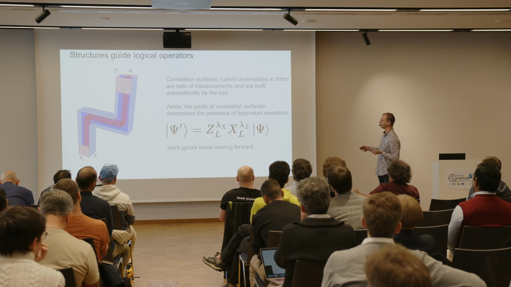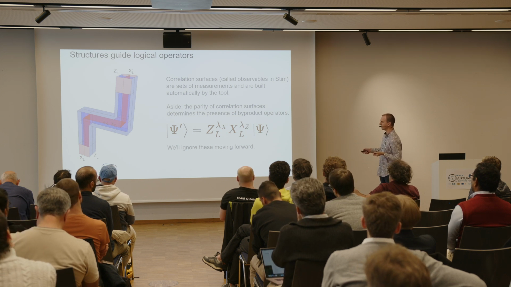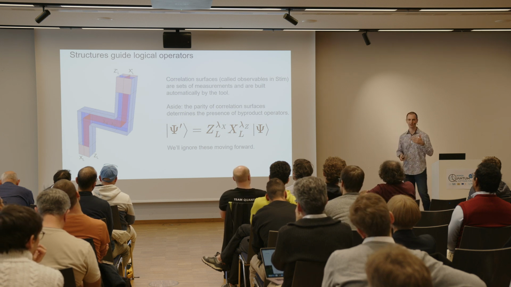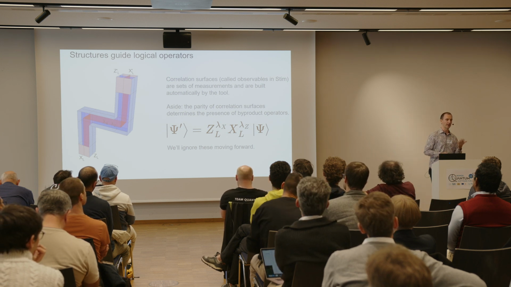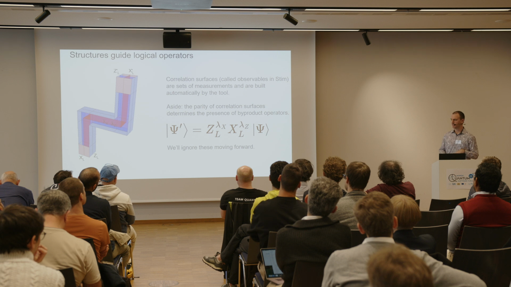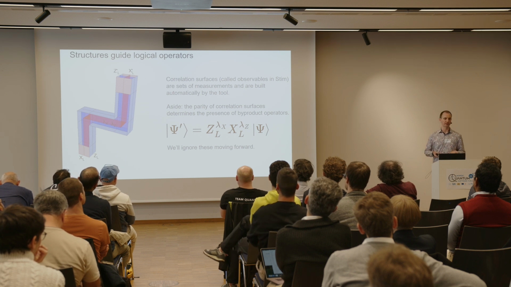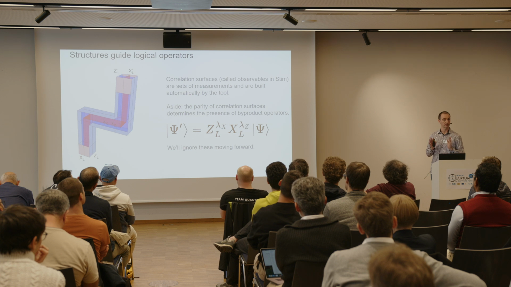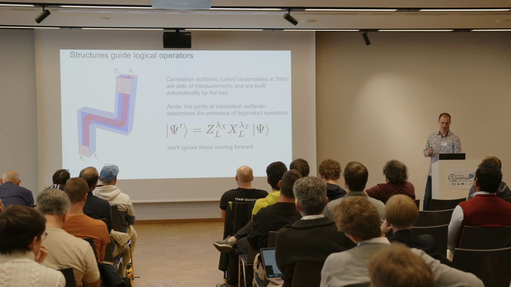My logical X surface, the correlation surface associated with X, controls whether or not I have a logical Z byproduct operator when I'm done, and vice versa for the other type, and we're going to ignore those. So these are just Pauli operators. We can track them in software. We don't need to care about them, but just be aware that they're there.